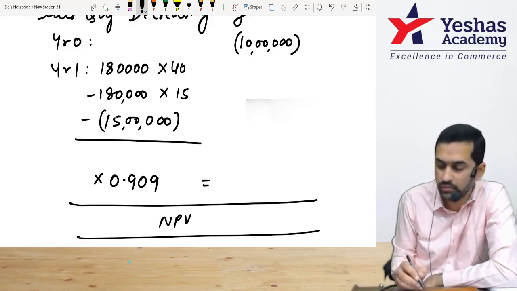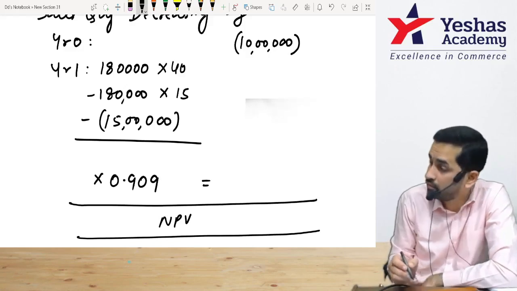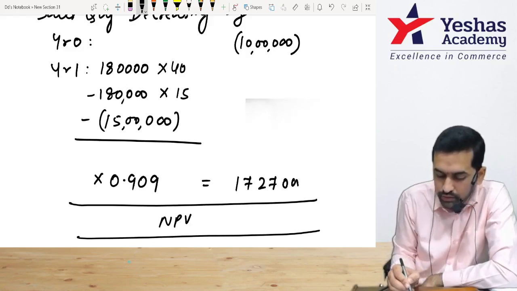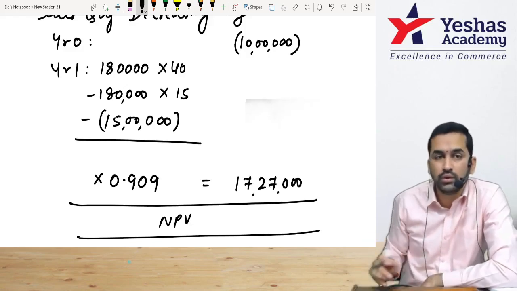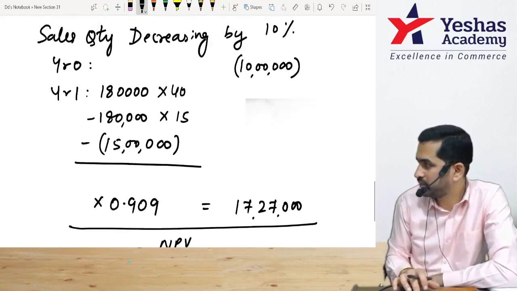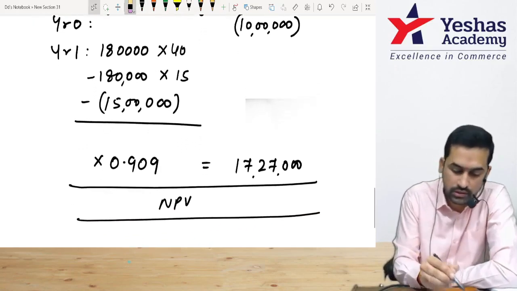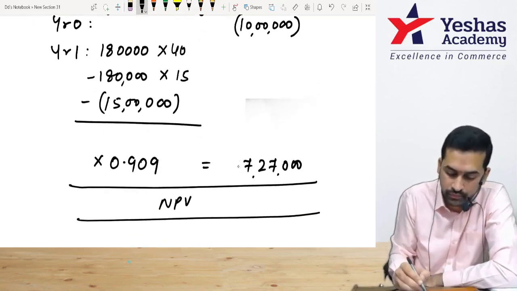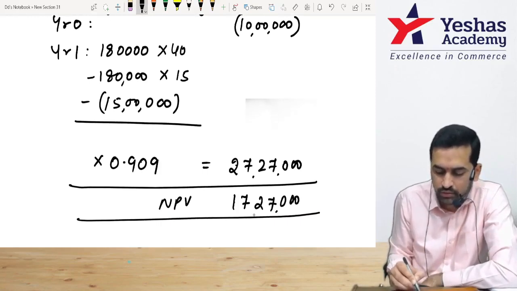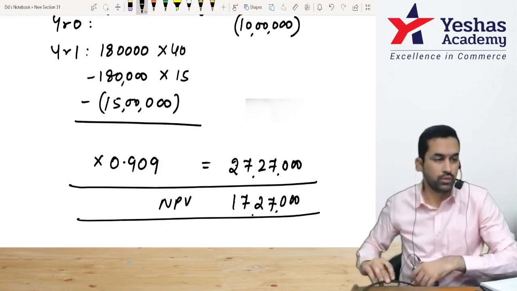Do we have DCF? Sorry, 1727 approximately. You write your exact number. 17 is NPV, is it? Then this is 27, correct? 1727,000.